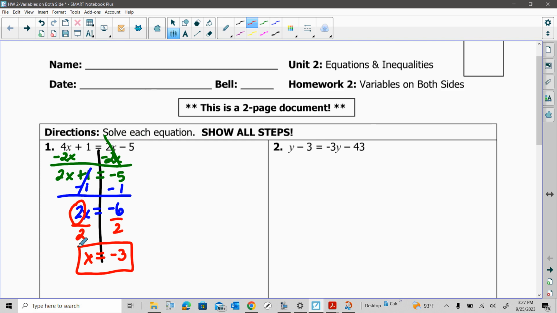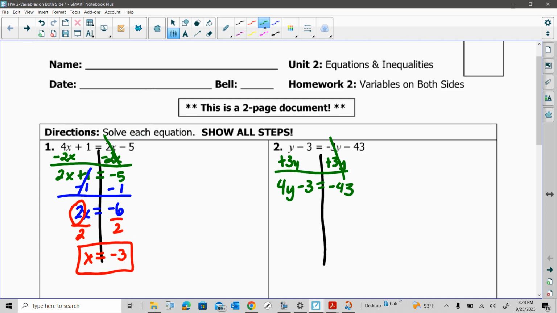So on number 2 here, I'm going to just balance my work. Remember, we don't have any distributing or combining like terms on this front page, so we go straight to the smallest variable. The smallest variable is actually the negative 3y. So I'm going to add 3y to do the opposite to eliminate it. Plus 3y. The smallest variables cancel. Now I've got a total of 4y minus 3 equals negative 43.